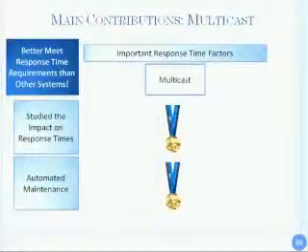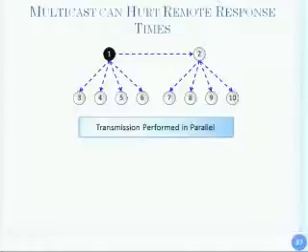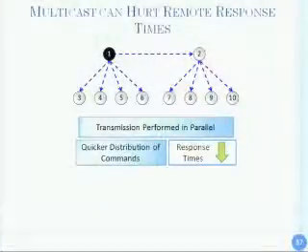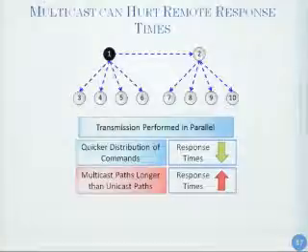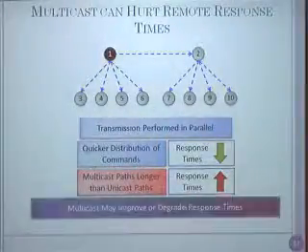Let me briefly go into multicast and the processing architecture, and then I'll go to my contributions. Okay? As I said, with multicast, the transmission is performed in parallel. Basically, this parallel distribution can result in quicker distribution of commands, which should help response times. On the other hand, multicast paths are longer than unicast paths, so the added network latencies can actually hurt response times. So multicast may improve or degrade response times.